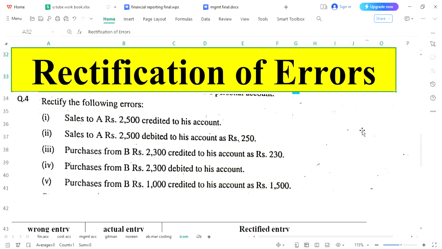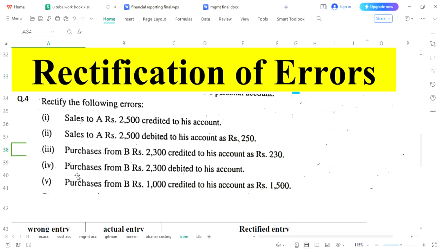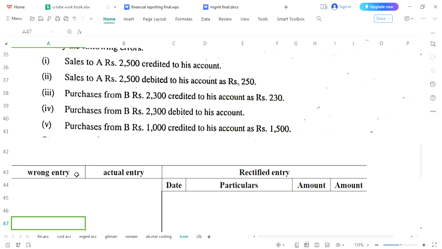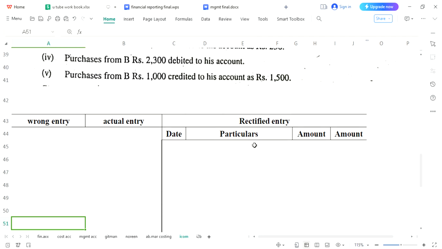Today's target is to solve question number 4. The chapter we are related with is rectification of errors. Five entries are given and a proforma. The second important thing is to understand the proforma. Look, this is a requirement to make journal entries.